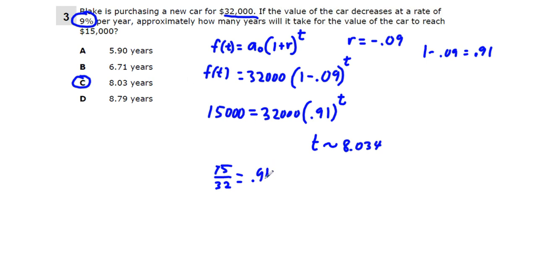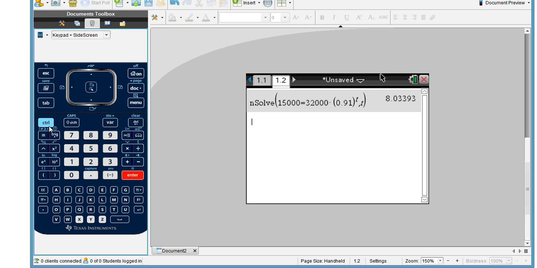0.91 to the power of t. So what you'd have is log base 0.91 of 15 over 32 is equal to t, and just put this in the calculator. I guess I'll do it for fun here. So we're going to put control log base 0.91 of 15 over 32. So we get, yeah, same answer.